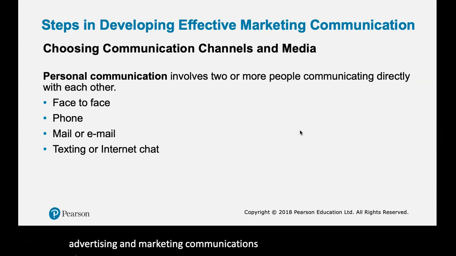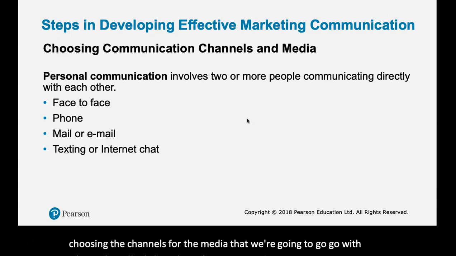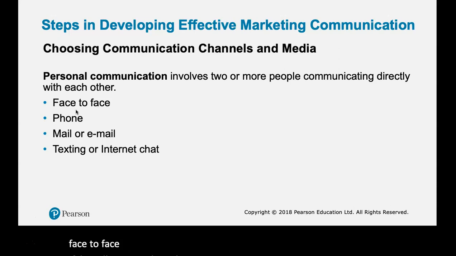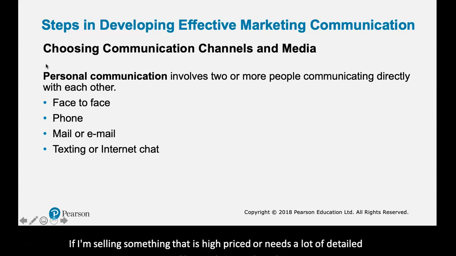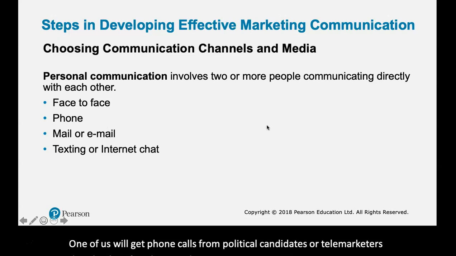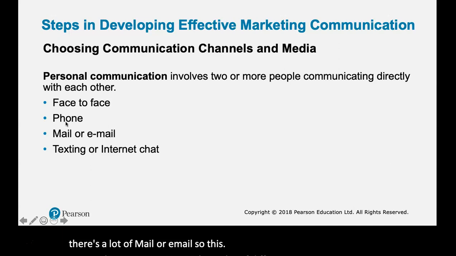Choosing the channels or the media that we're going to go with. Obviously, I talked about how if I was trying to advertise or get some type of message out to 18 to 24-year-olds, I might go to social media, but texting or internet chat might be a way to do it. Face-to-face. If I'm selling something that is high priced or needs a lot of detailed instructions to a potential buyer, then I may select a face-to-face or personal selling. A lot of us will get phone calls from political candidates or telemarketers. There's a lot of mail or email. So this personal communication involves a lot of different types or a lot of elements: face-to-face, phone, mail, texting, and choosing that correct channel is important.